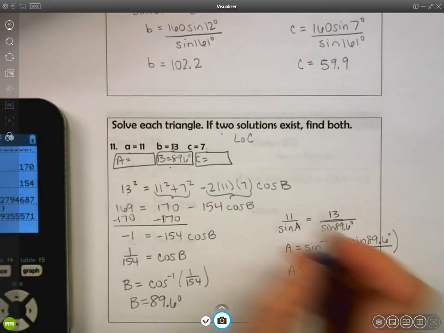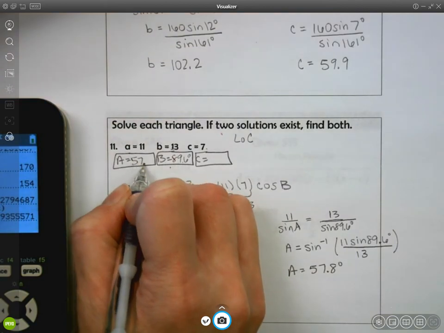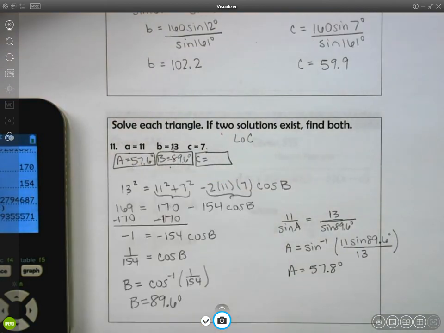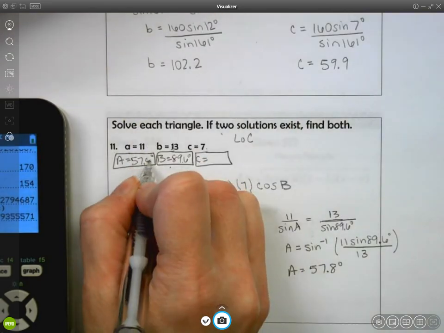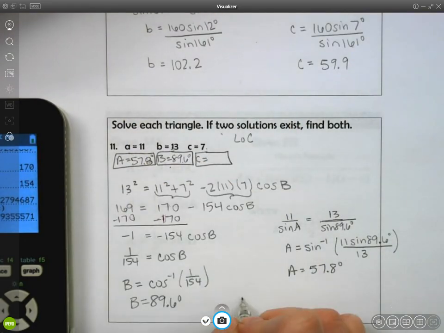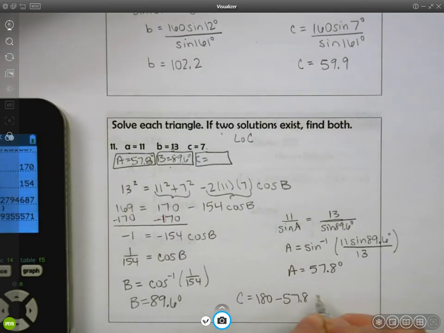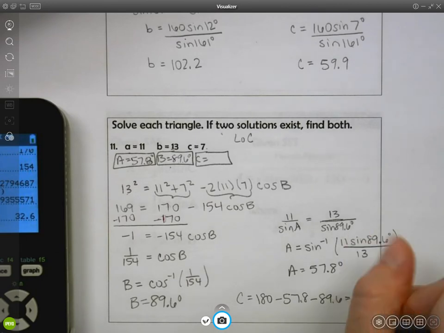All right, and then once you know two angles, you can find the other one. That's an 8, not a 6. I have no memory and I couldn't see it. You can find the other one by subtracting from 180. So we get 82.6.